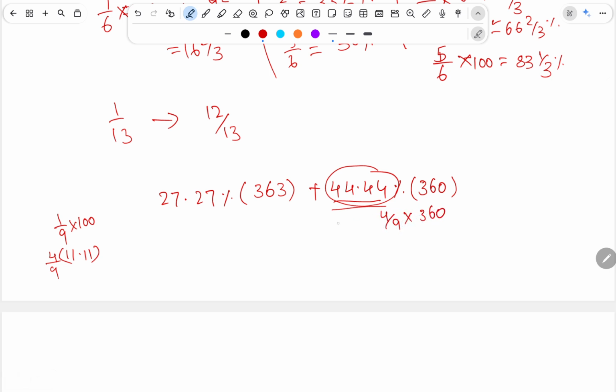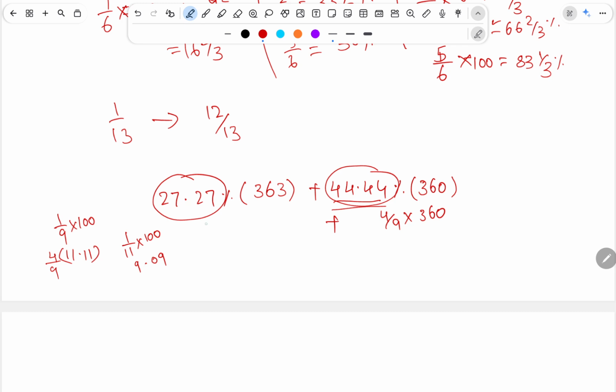Now it becomes easy. Plus 27.27. 1 by 11 value. 1 by 11 into 100. So 11, how many times does it go? 9 times. 11 nines are 99. If you put a point, 1 remainder. So 0. Again 9. 9.09.